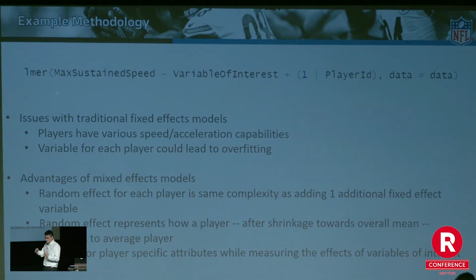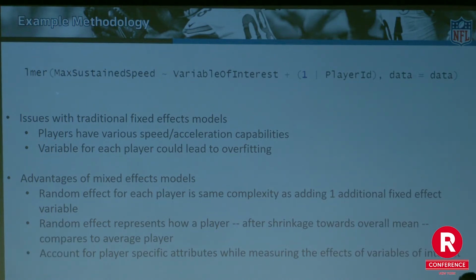And again, the variable of interest will still be a fixed effect, but the player ID will be a random effect. The more observations we have, the more confident we'll be that a player is far away from average. But we're going to assume that all the players are from the same distribution, and that way we can add them and not overfit the model.